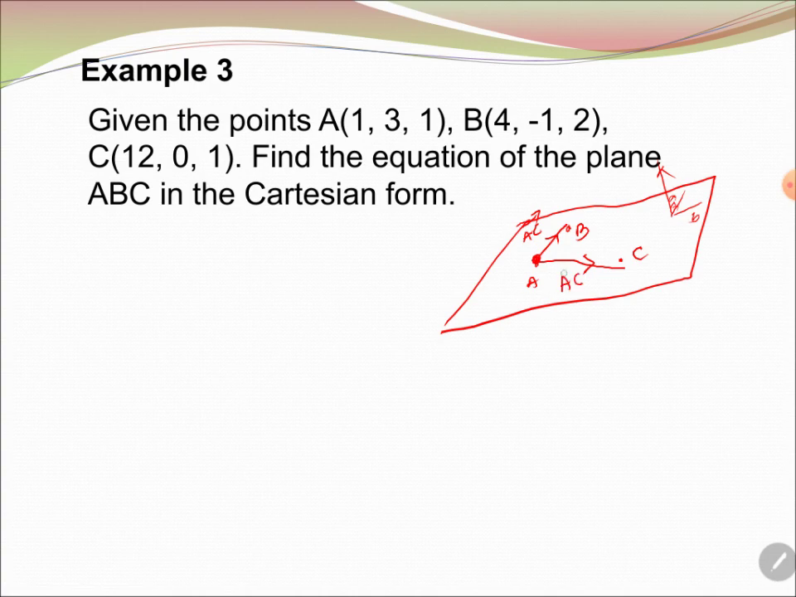So this is AB cross AC. Or you can also take BA cross BC or CA cross CB. Okay, so to find the normal vector, okay, this is the same.